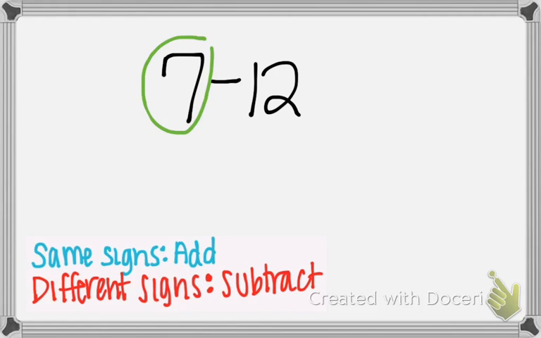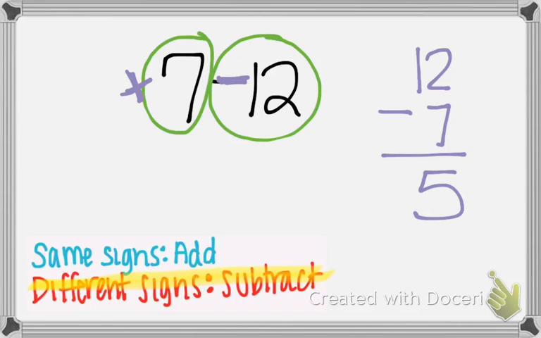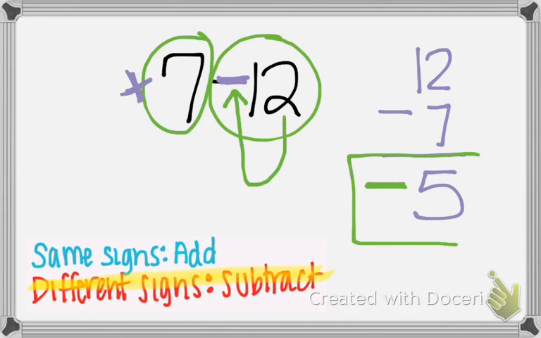Here we have 7, and we have negative 12. So this is a positive number, because there's nothing in front of it, and this is a negative number. They are different signs, so we're going to subtract. 12 minus 7 is 5. Then we're going to look in front of the larger number, which is 12, and that means there's more negatives, so negative 5.